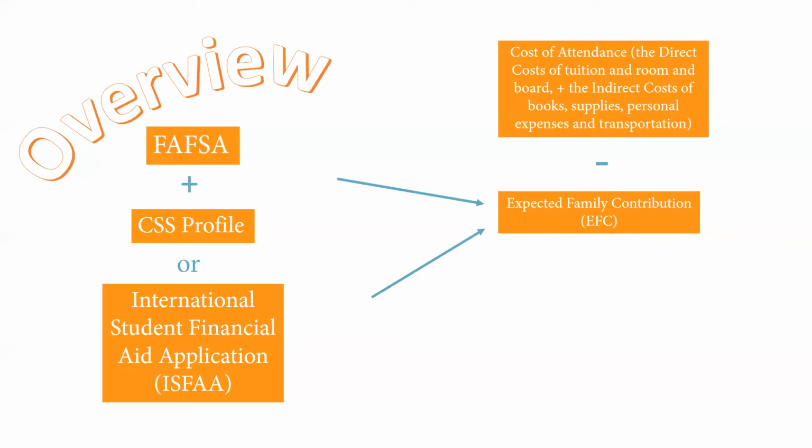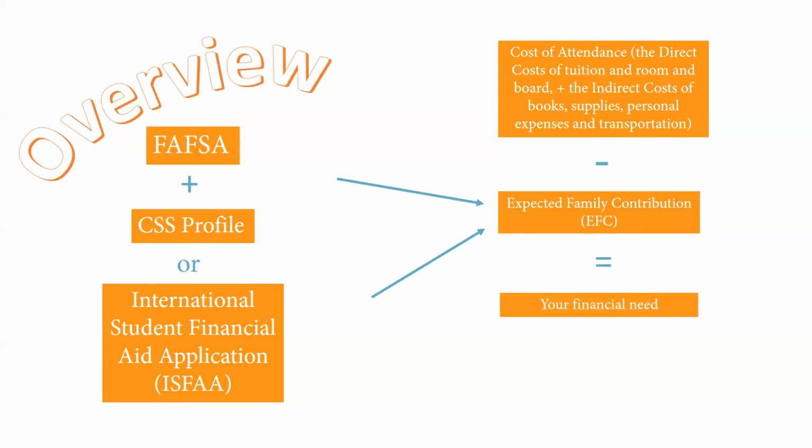Now, your EFC is an important piece of the puzzle. Financial aid, if you made it into an equation, looks like this. Cost of attendance, which is an estimate of the total amount it will cost you to attend Pitzer for 1 year, including both direct and indirect costs, which we'll get to later, minus your EFC, which remember is the amount of money that your family is expected to be able to pay towards your Pitzer education. Then we have your financial need.